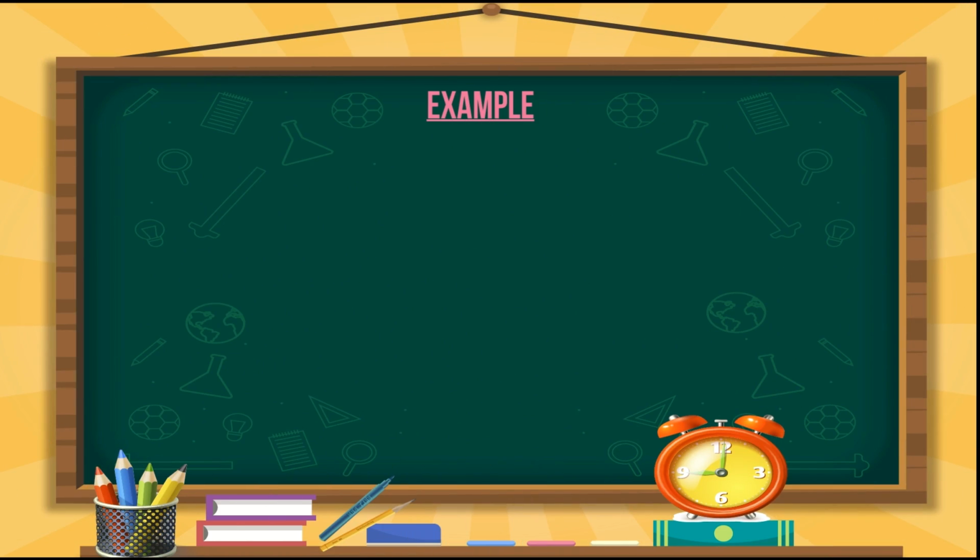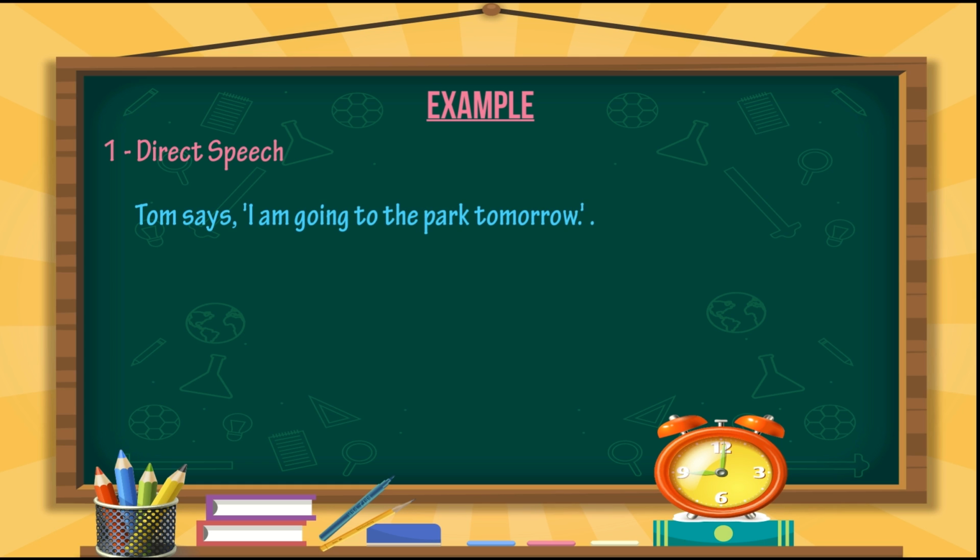Example 1: Direct speech. Let's look at an example. Imagine your friend Tom says, "I'm going to the park tomorrow." When we report what Tom said using direct speech, we say, "Tom said, I'm going to the park tomorrow."